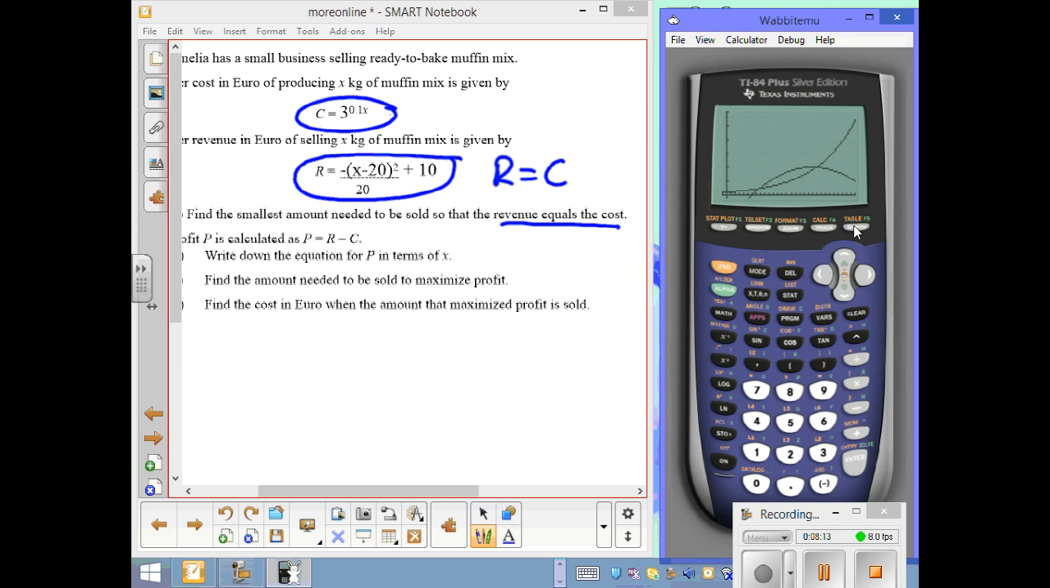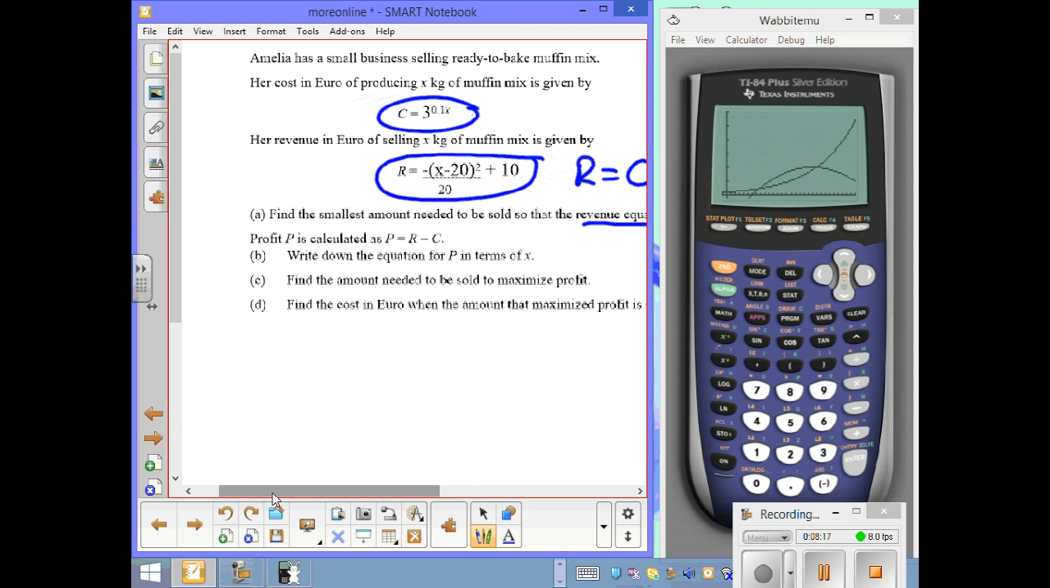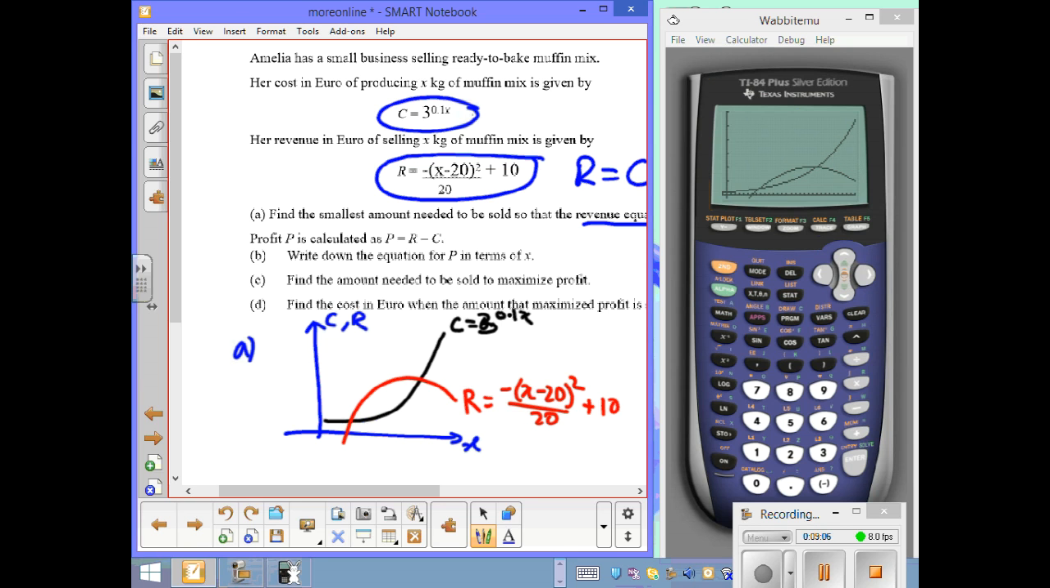So for the first question, A here, I have to sketch this. So this is C and 10. And what I need to find is the smallest amount needed to be sold so that the revenue equals the cost. So that's this point here. I need to find that intersection, the one on your left-hand side.